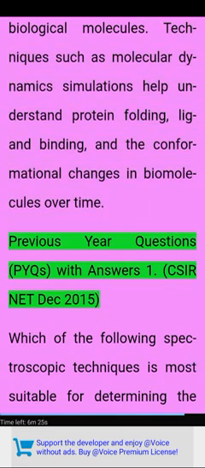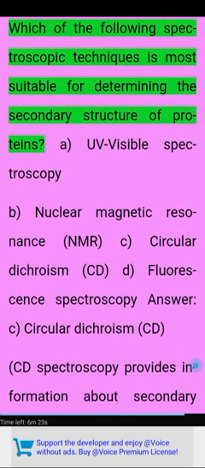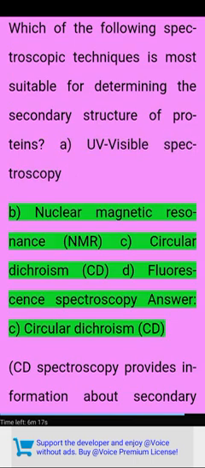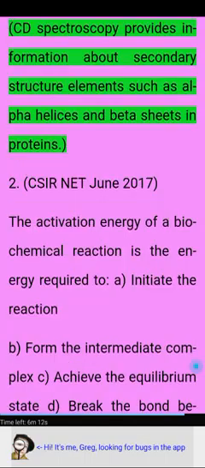Previous year questions (PYQs) with answers. 1. CSIR NET December 2015. Which of the following spectroscopic techniques is most suitable for determining the secondary structure of proteins? A. UV-visible spectroscopy. B. Nuclear magnetic resonance (NMR). C. Circular dichroism (CD). D. Fluorescence spectroscopy. Answer: C. Circular dichroism (CD). CD spectroscopy provides information about secondary structure elements such as alpha helices and beta sheets in proteins.